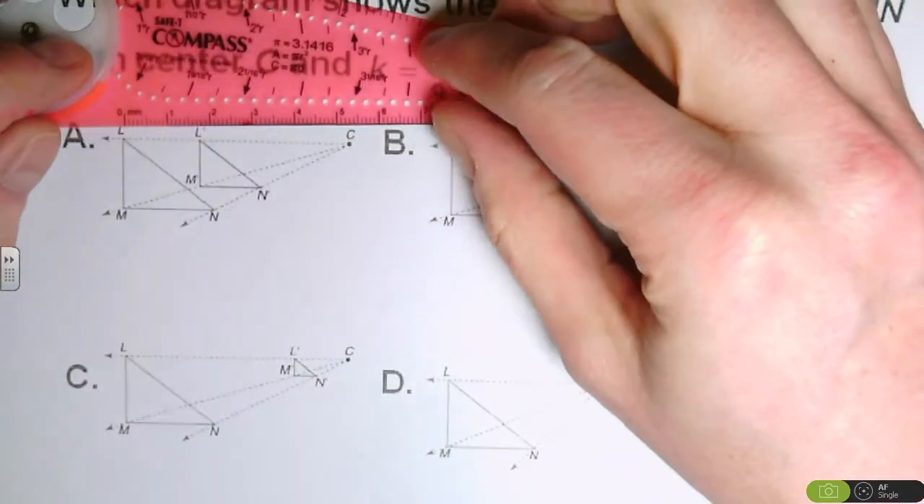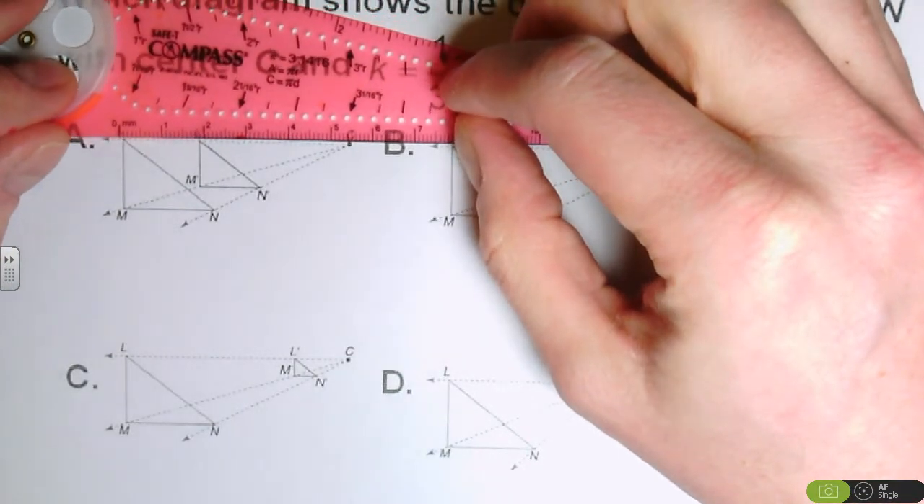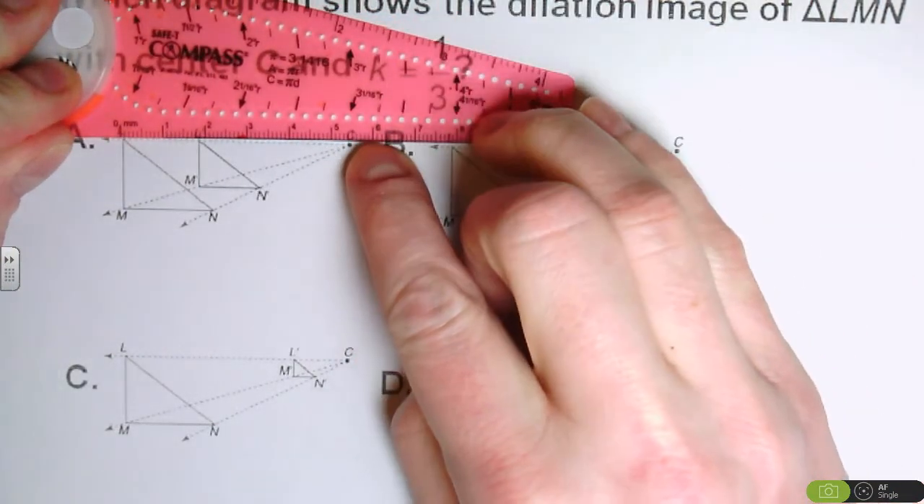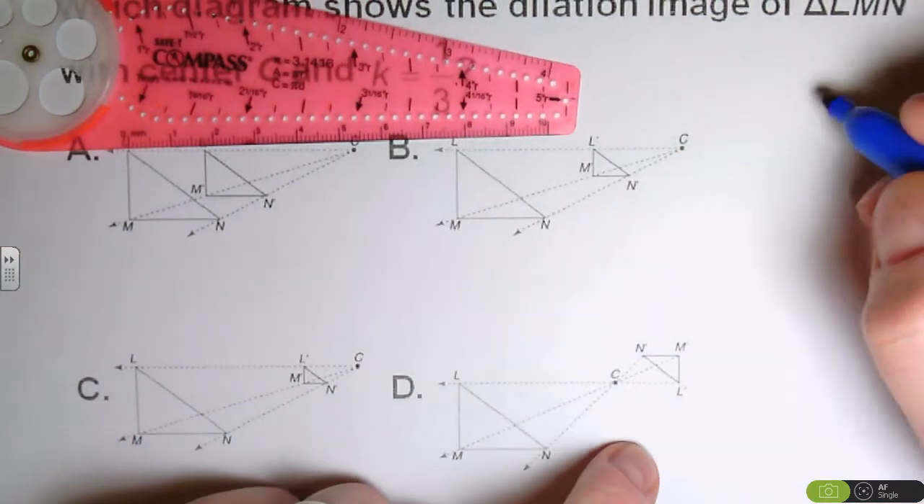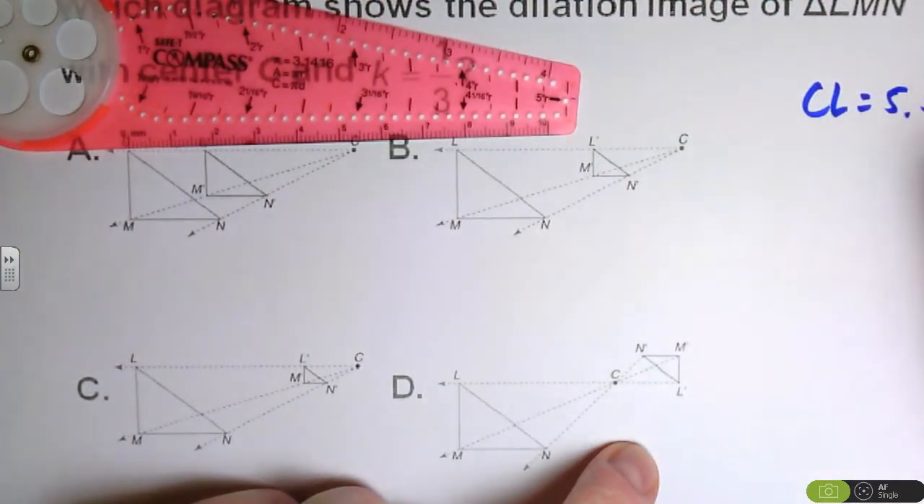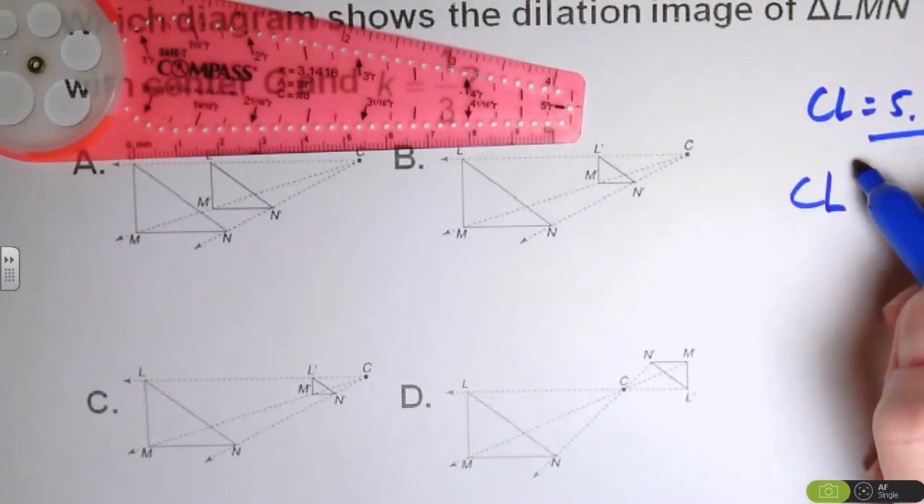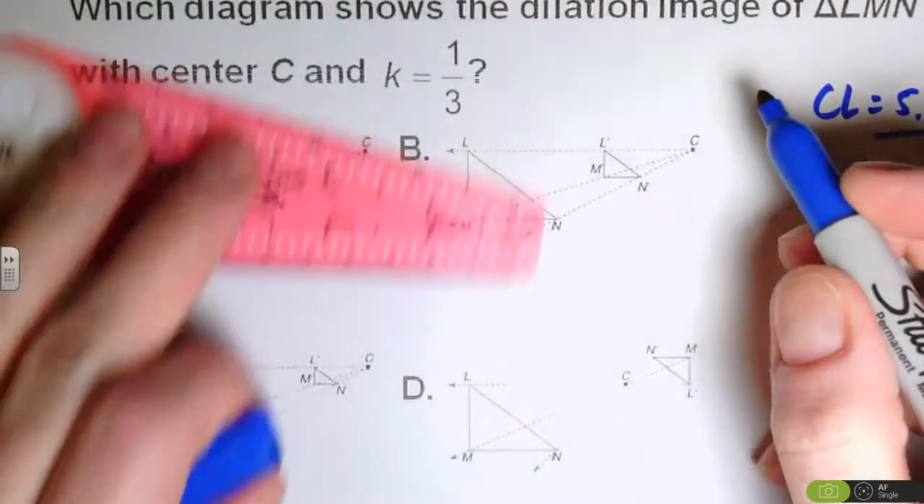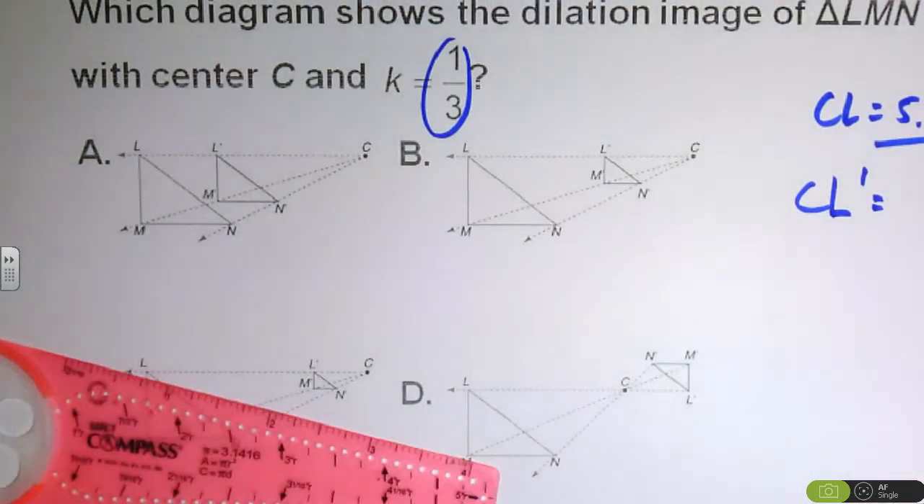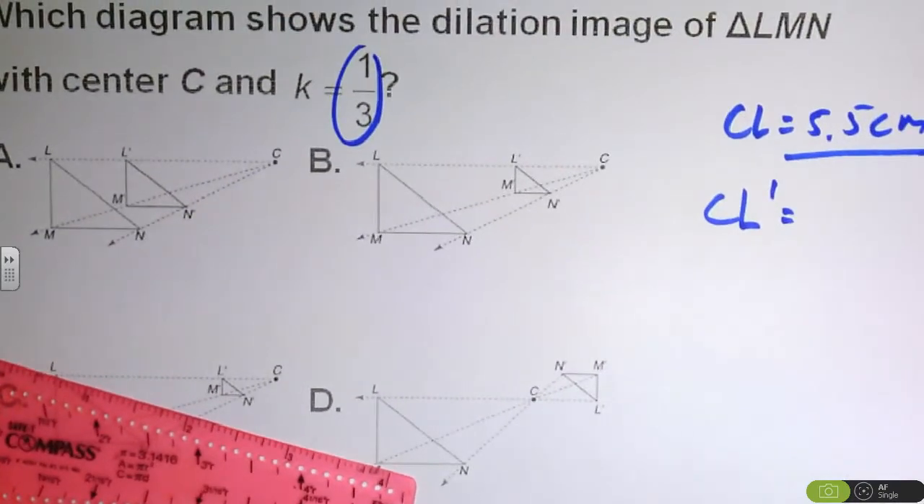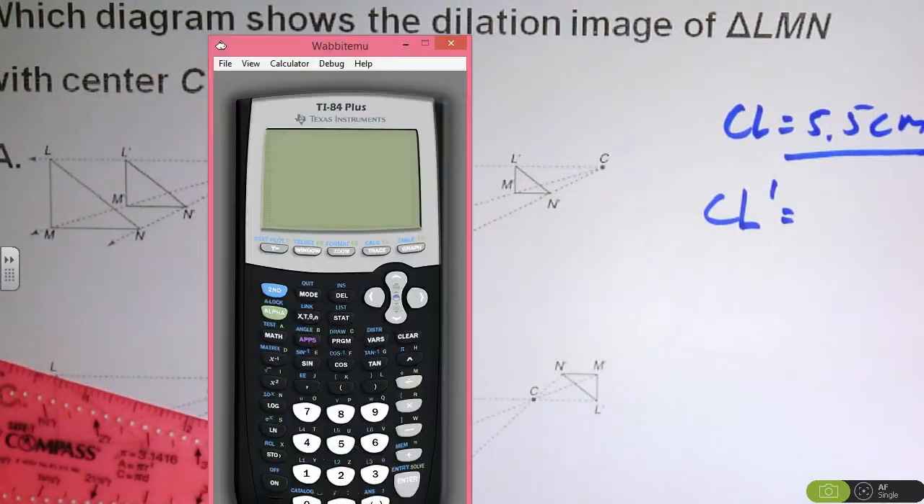On all of these, I measured this ahead of time. The best measurement is from C to L. It's about 5.5 centimeters. So CL is 5.5 centimeters. What I want is for CL prime to be 1/3 of the length of 5.5. So I'll get my calculator out. I'll do 5.5 divided by 3, which is like 1.8, so almost 2 centimeters.